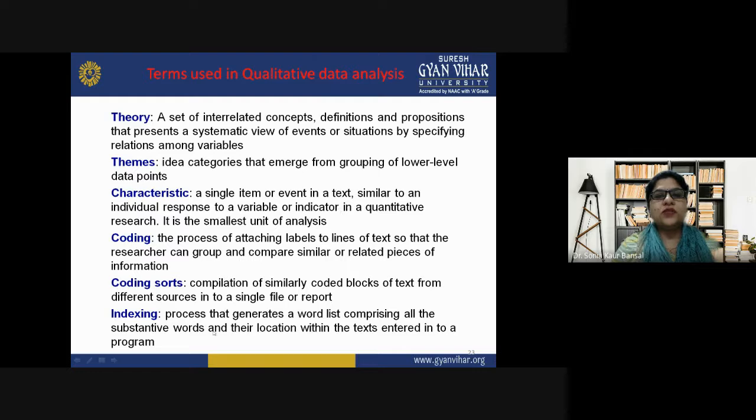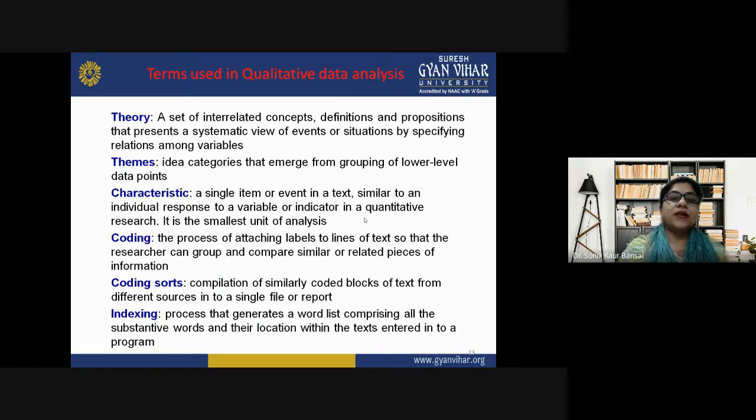Now, let's have a look at the terms used in qualitative data analysis. Qualitative data analysis involves certain terms which are regularly in use, and a good researcher must enable himself to know about them. This is how the questions will be asked, and this is how the terms will be used. The terms are theory, themes, heuristics, coding, coding sorts, indexing. These are a few of the terms very much in use in qualitative data analysis. When we are doing the analysis, we must be very particular in defining these terms carefully.